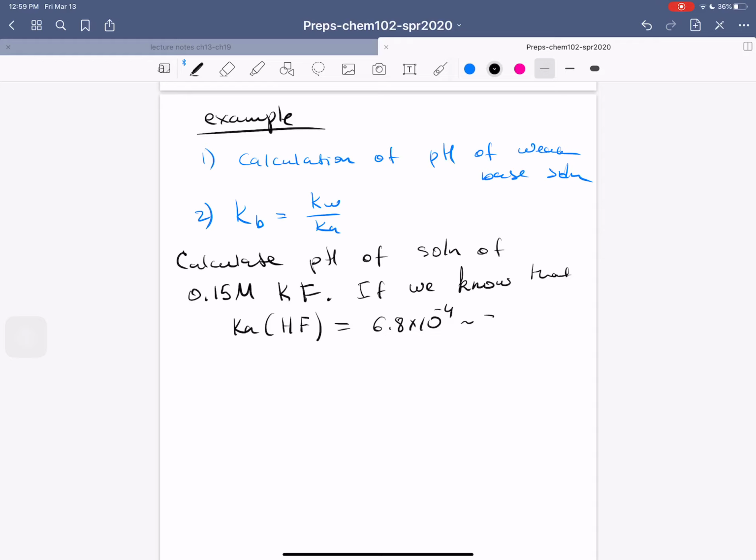Or sometimes in some textbooks you will find 7 times 10 to the negative 4th. Okay, so this is an example.